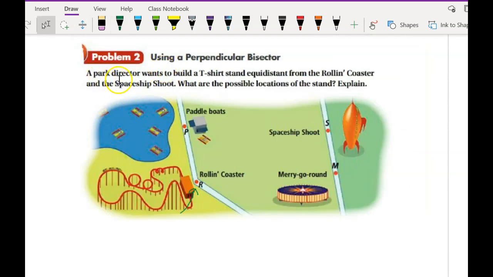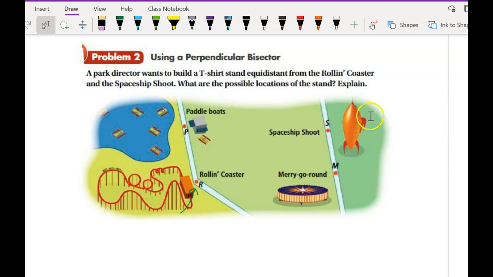Okay, on this example, a park director wants to build a t-shirt stand equidistant from the roller coaster right here and the spaceship chute right here. What are the possible locations for the stand?